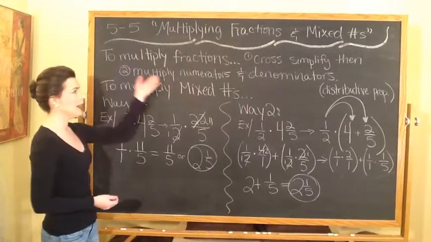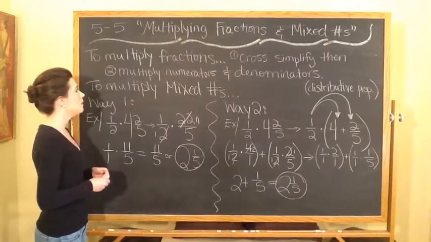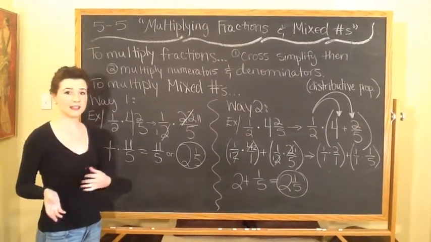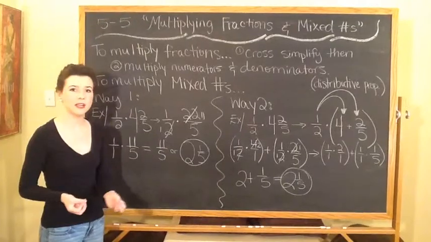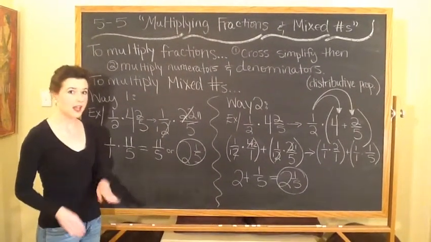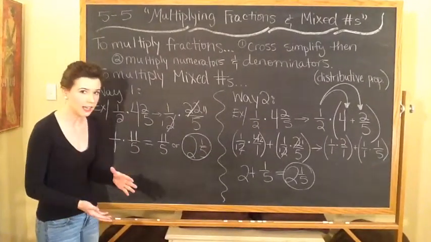When just multiplying fractions in general, you just cross simplify, then multiply your numerators and denominators. It's a little bit easier than adding and subtracting because we don't have to get the denominators the same. All we have to do is multiply across. Now what happens when you get to mixed numbers though? Because we have whole numbers and fractions.